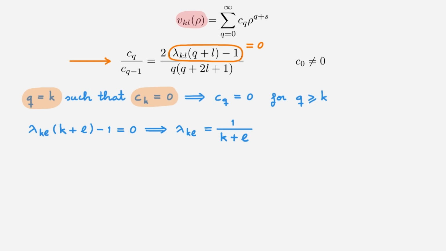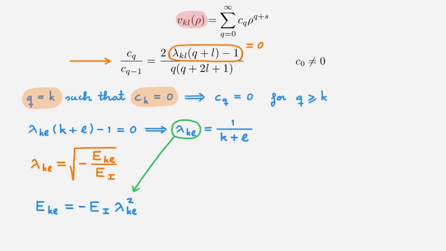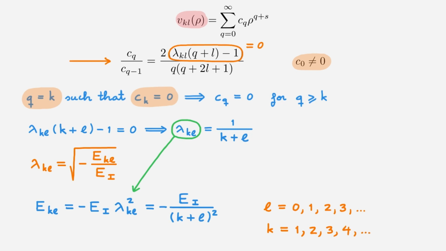Finally, remember from earlier in the video that we defined lambda kl as equal to the square root of minus the energy eigenvalues ekl divided by the ionization energy ei. Rearranging, we get that the energy eigenvalues are equal to minus ei times lambda squared. And using the result we just found for lambda up here, and inserting it in this expression, we get minus ei over k plus l squared. Also, remember that l is a non-negative integer, and as c0 must be different from 0 as shown up here, this means that k must be strictly larger than 0. And this implies that the allowed values of k are positive integers.